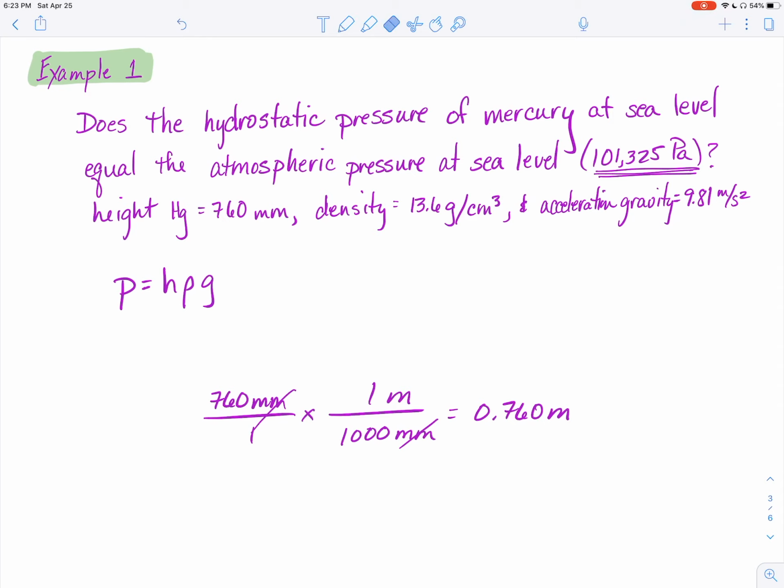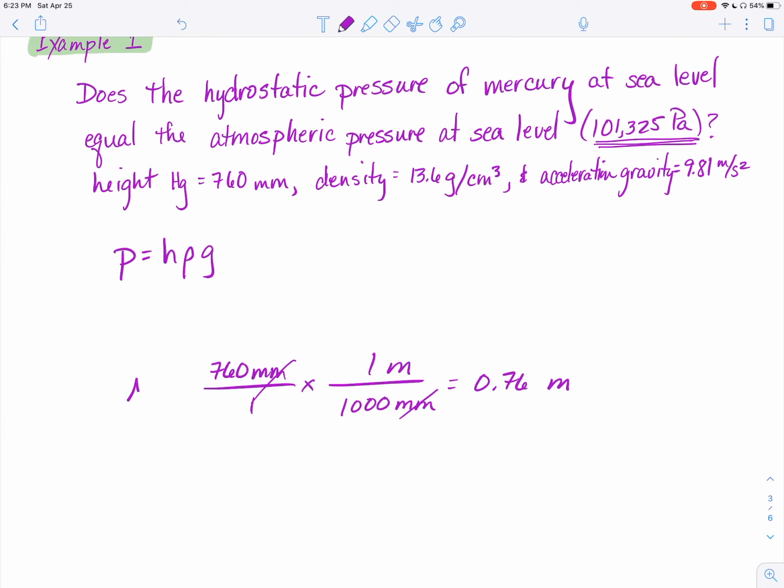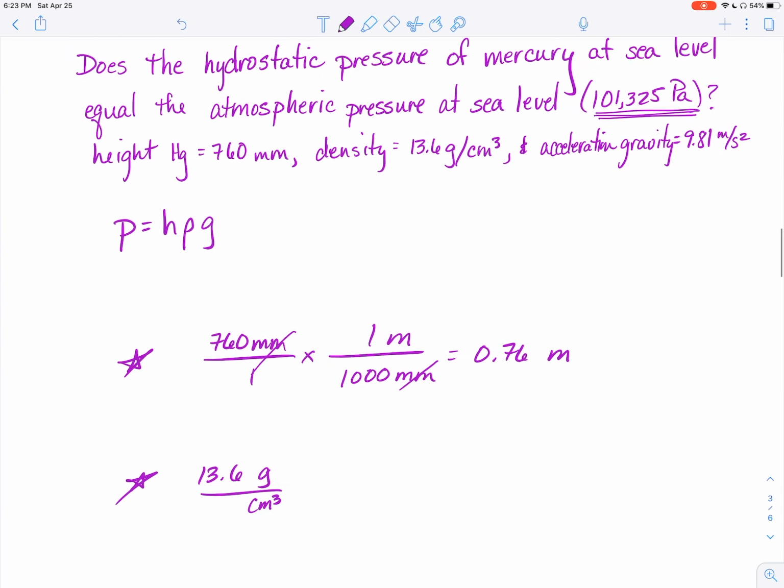If we're going to maintain 2 sig figs that was in this number, then we should do that in this number. And for us to do that, we would really need to just get rid of that 0. Okay, so we've done this one right here. Let's do the next conversion of 13.6 grams per centimeter cubed.